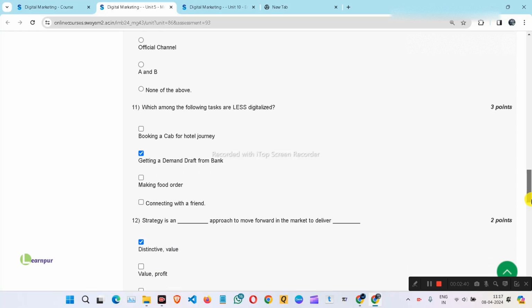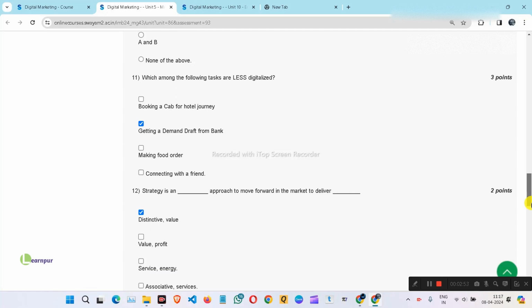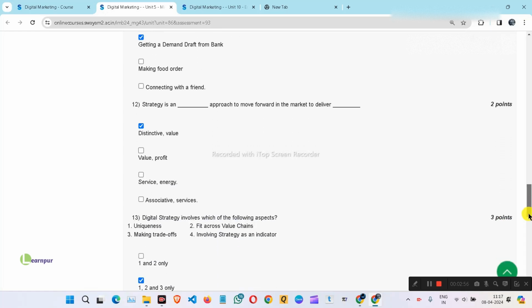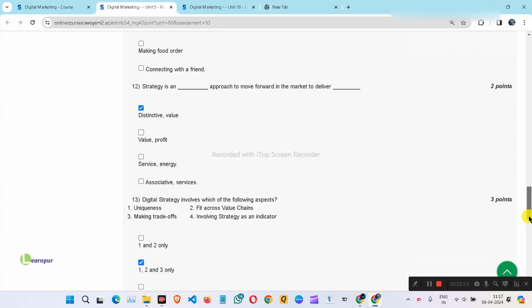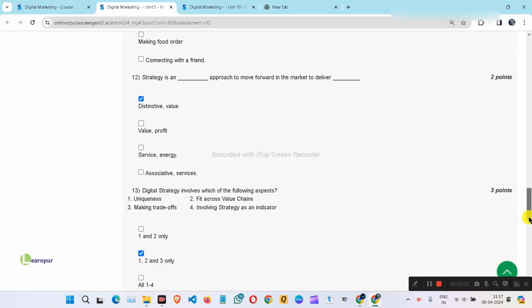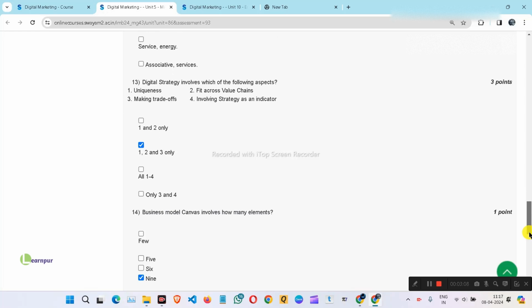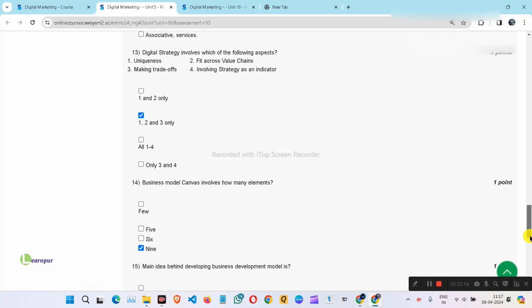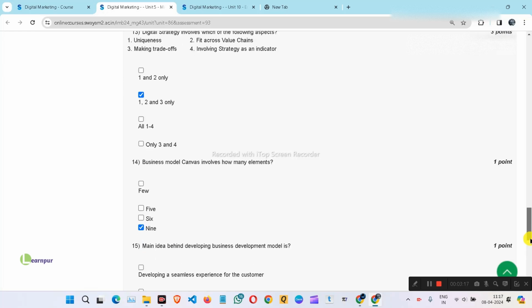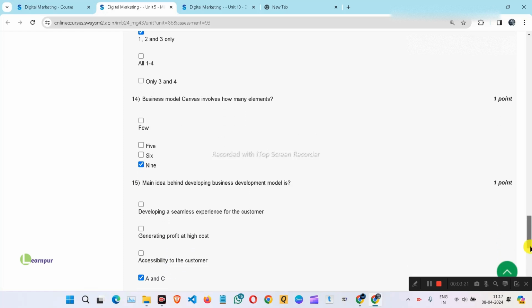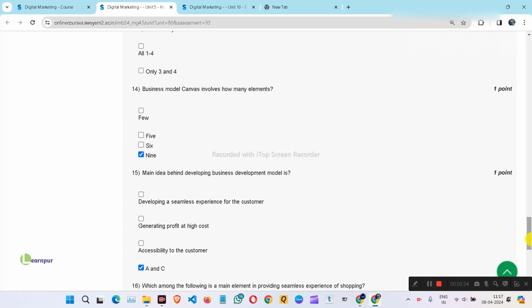And for question number 12, strategy is an dash approach to move forward in a market to deliver dash. So it will be distinctive and value. Okay, option A. For question number 13, digital strategy involves which of following aspects? It will be option B, 1, 2 and 3 only. For question number 14, business model canvas involves how many elements? It will be 9, option D. Main idea behind developing business development model is A and C, option D.